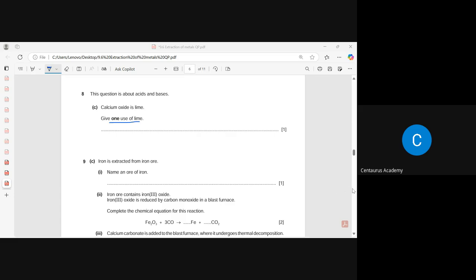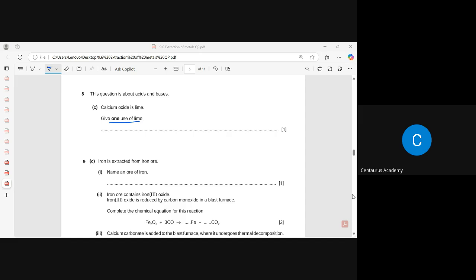Concrete or paint. Yeah, you can say for making cement. Making cement, we use calcium oxide. In making of steel, we use calcium oxide. And calcium oxide is also used in making glass. Steel, glass, concrete, sorry, cement. Cement, glass, and steel making. All of these three processes use calcium oxide.